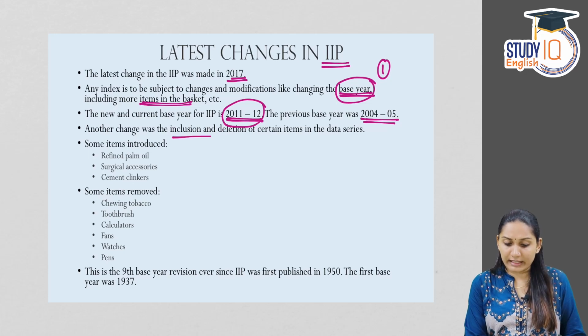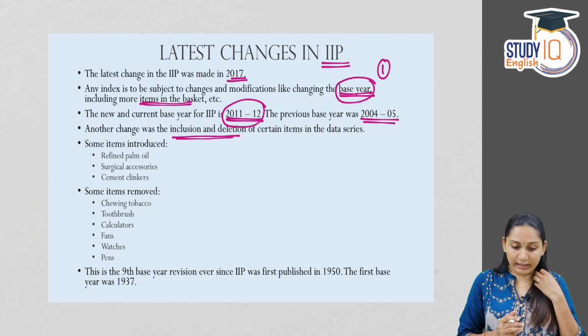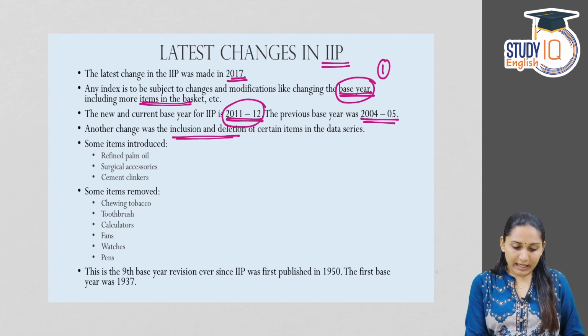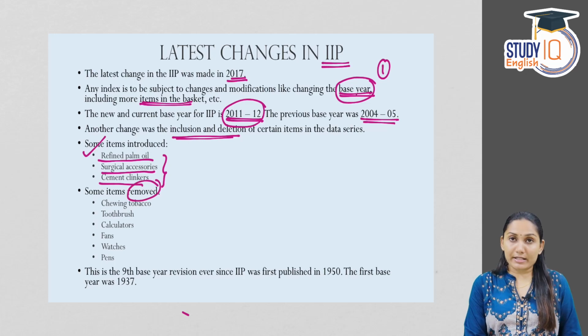Next is the inclusion and deletion of certain items. Some items were added and some were taken off or deleted. So let's see what items were introduced: refined palm oil, surgical accessories, cement clinkers. These are the items included, and certain items were removed, that is chewing tobacco, toothbrush, calculators, fans, watches and pens.